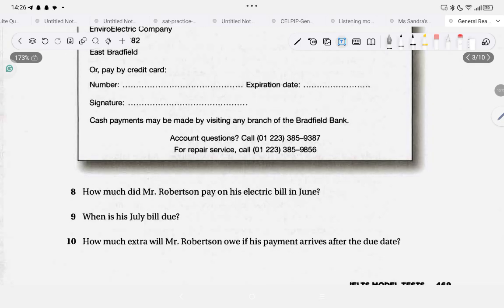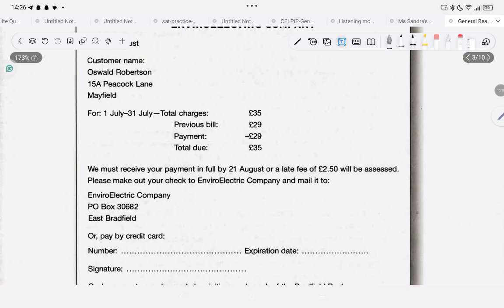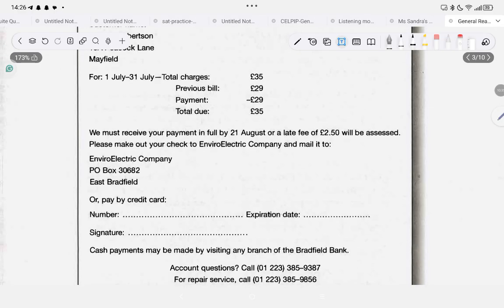Number eight, how much did Mr. Robertson pay on the electric bill in June? Mr. Robertson paid. Now look at it. It says this bill is for July, so which means we have to look for the one for June. If you see, it says total charges for the bill is £35, and previous bill was 29, and obviously previous means the month before July. That's June. So the answer is £29.